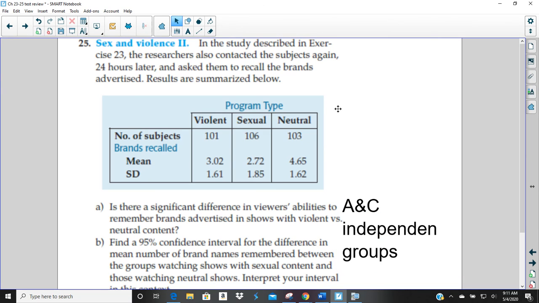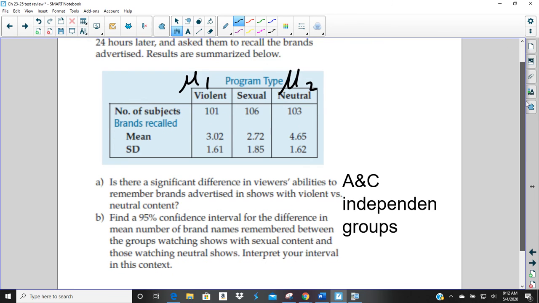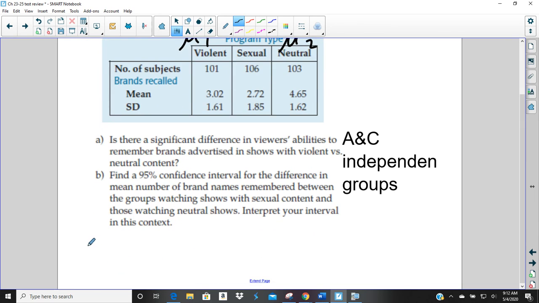So let's do this. Let's call violent mu1, and let's call neutral, we're doing neutral, mu2. Okay, so is there a significant difference? Let's run through the null hypothesis real quick. Our null hypothesis is going to be mu1 is equal to mu2.